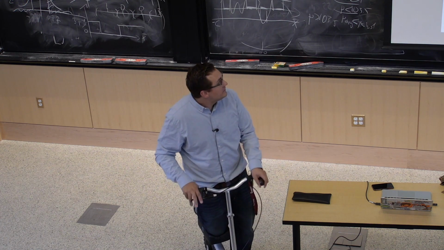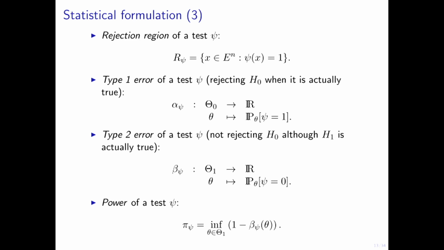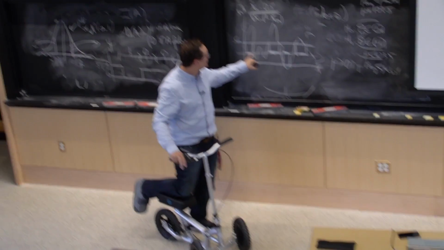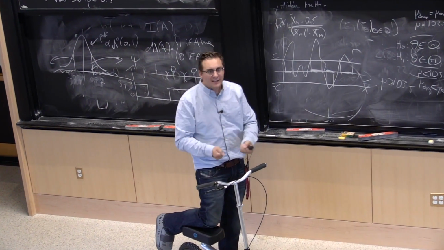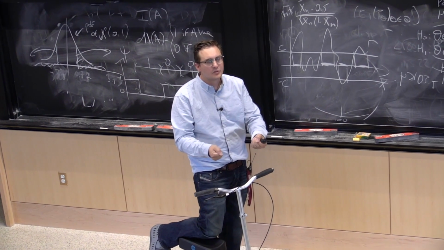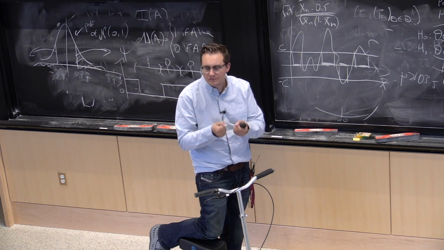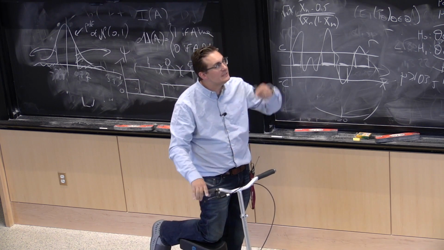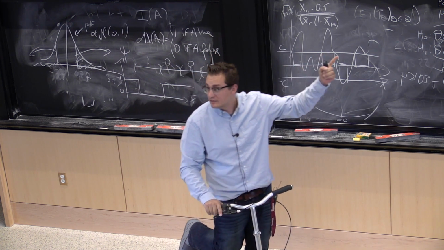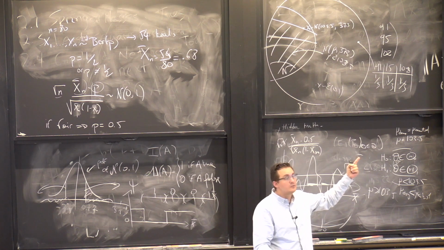So the things that are associated to a test are the rejection region. If you look at the x in E^n such that psi of x is equal to 1, this is exactly this guy that I drew. The values of the sample, so here I summarize the values of the sample into their average, but the values of the sample that I collect that will lead to a test that says 1. All right, so this is the rejection region.